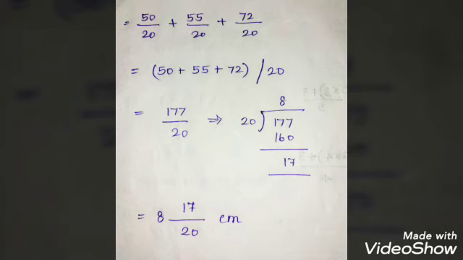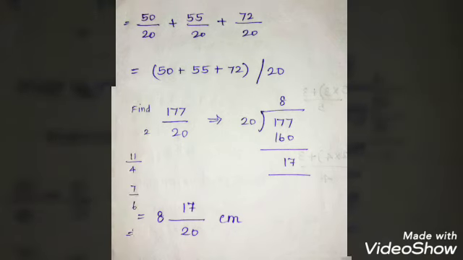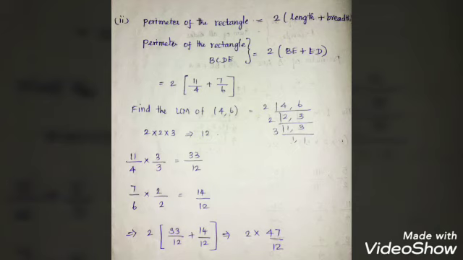Now how can we make it a mixed fraction? Divide 177 by 20. 8 20s are 160. The remainder is 17. So how can we write it? Over 20, put the quotient 8 at the side and put the remainder in the numerator. So this is the form of your mixed fraction. Is this clear? If you are dividing 177 by 20, put the quotient 8 at the side and the remainder in the numerator. The perimeter of the triangle is over.